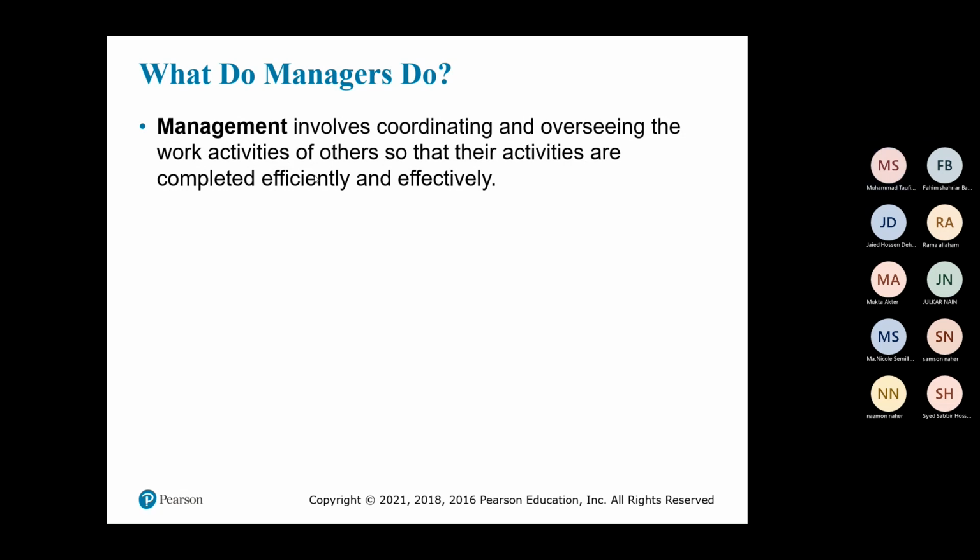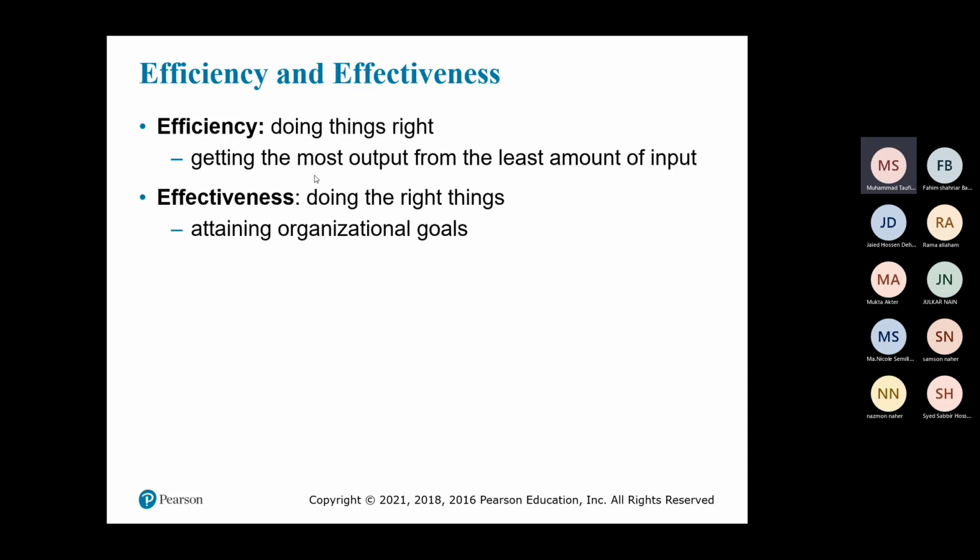So managers do the management work. Why do they need to manage? Because they want to ensure that the job is done efficiently and effectively. So what are efficiency and effectiveness? Efficiency means doing things right, getting the most output from the least amount of input. It means that the manager must ensure that whatever jobs the staff do are the correct jobs.